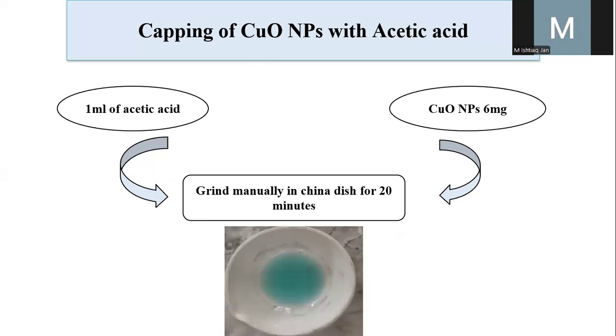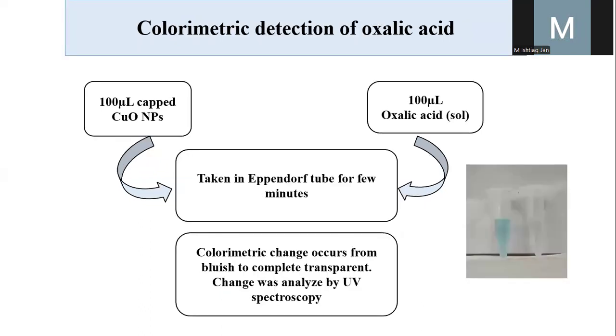To increase their reactivity, we mixed 1 ml of acetic acid with 6 milligrams of copper oxide nanoparticles to make them capped and functionalized. For the initial reaction, we mixed 100 microliters of capped copper oxide with 100 microliters of oxalic acid, and we checked that the reaction occurred and we can proceed. We can also check it with the naked eye, and you can see here that the color changed from light bluish to transparent.